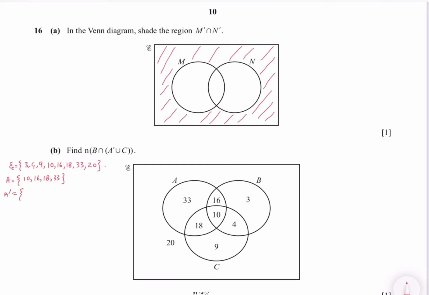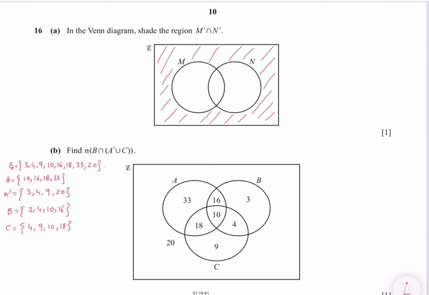So you do not write 10, 16, 18, 33 and pick all the other numbers which are written in the universal set. So they are 3, 4, 9 and 20. So these are A complement. It means A complement means other than A. So now write B. So see the circle B and pick all the numbers 3, 4, 10 and 16. Now write C. So 4, 9, 10 and 18 would be C.